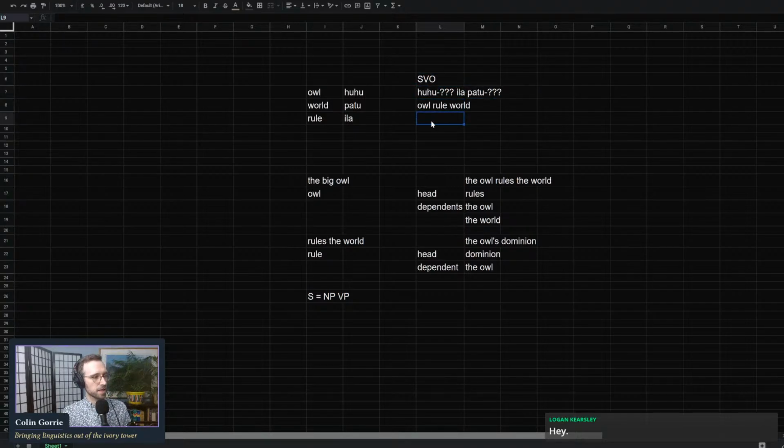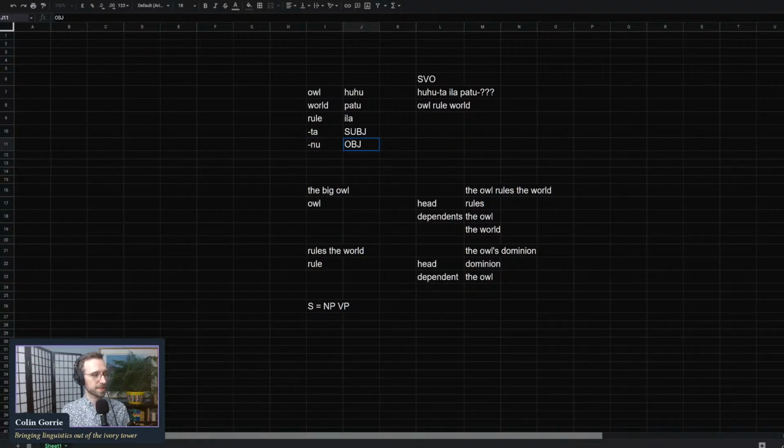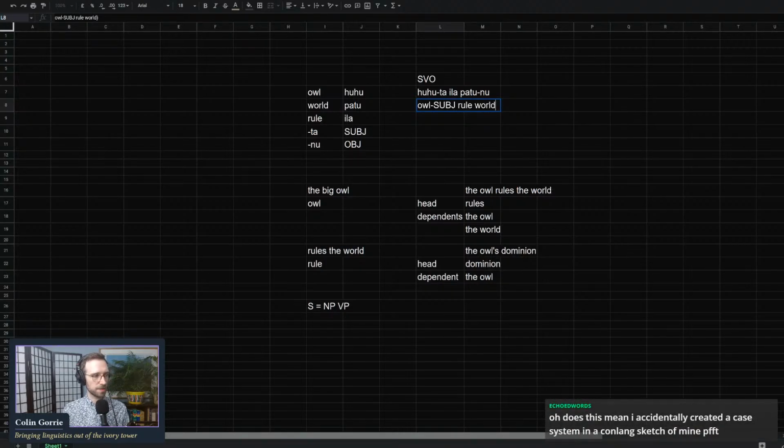So let's take that case. If we were to mark this, we need something that cries out saying, hey, I'm the subject, right? So let's say we have an affix like ta, and ta is going to say, I am the subject of this sentence. We'll get a little bit more into what a subject is in a second. But we're going to just say subject marker. And we need something for the object. So let's say something like nu. Nu is going to say, I'm the object. So hoo-hoo-ta ila patu-nu. The owl, subject, rules the world, object. Okay.